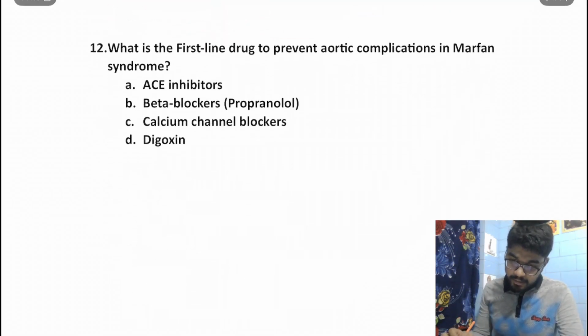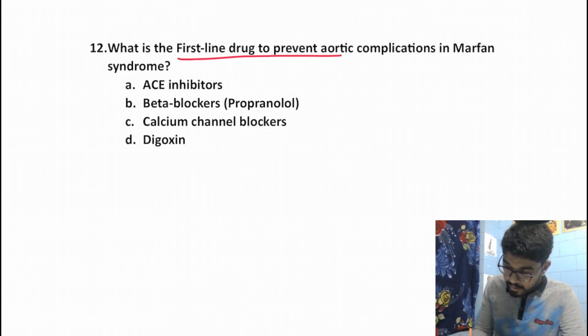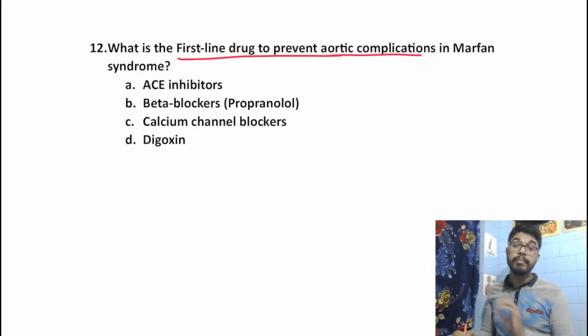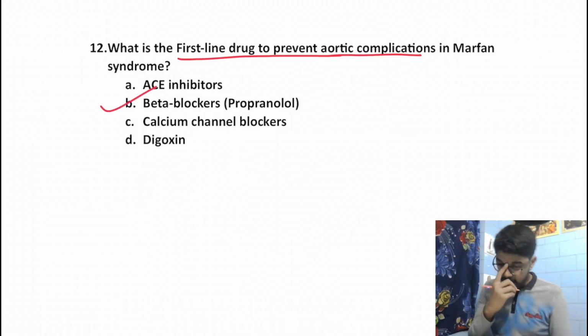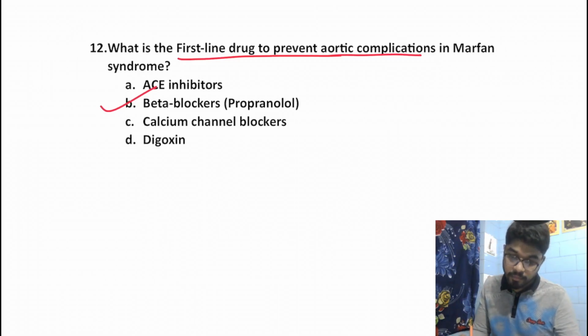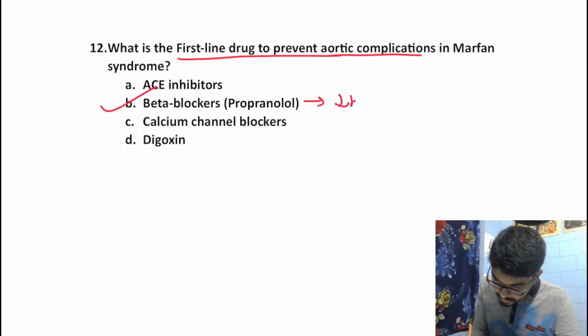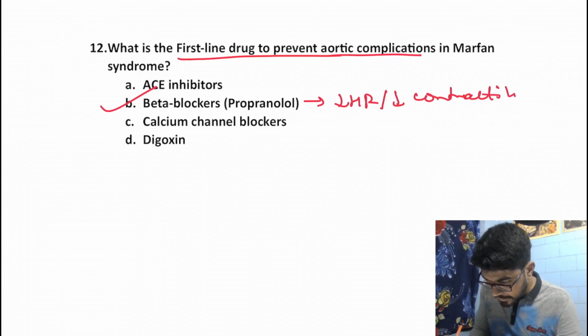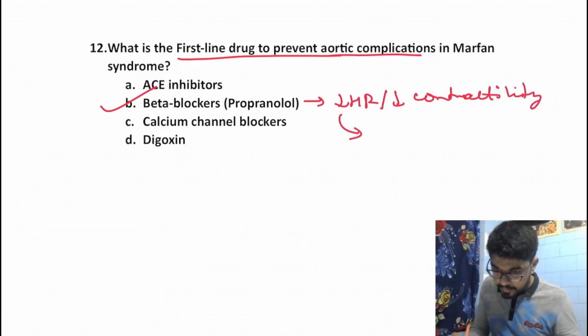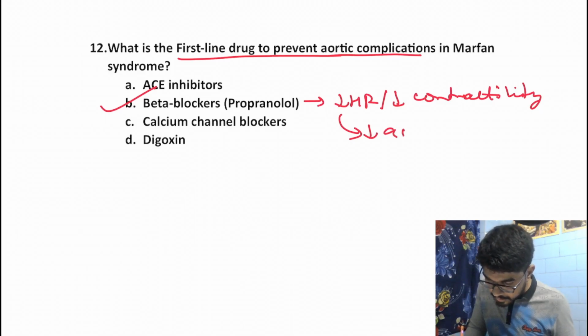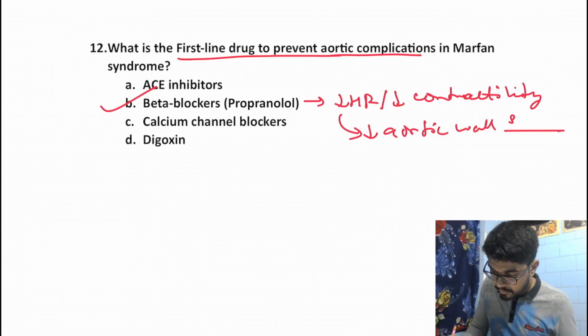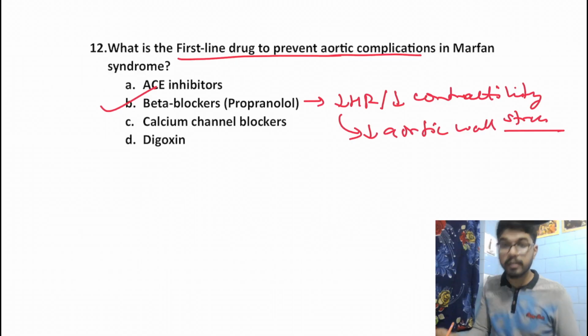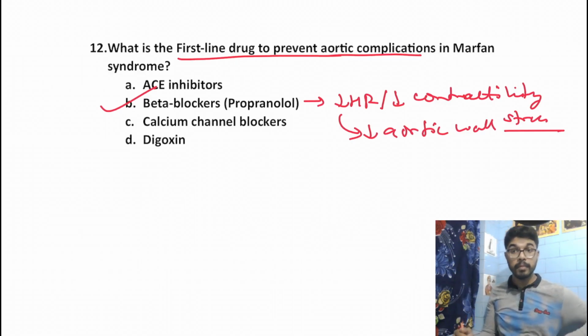What is the first line drug to prevent aortic complications in Marfan syndrome? It is beta blockers. The first line drug is always beta blockers, that is propranolol. What does propranolol do? Propranolol causes decrease in heart rate and also decreases cardiac contractility. This can cause a decreased aortic wall stress, and this prevents aortic complications.